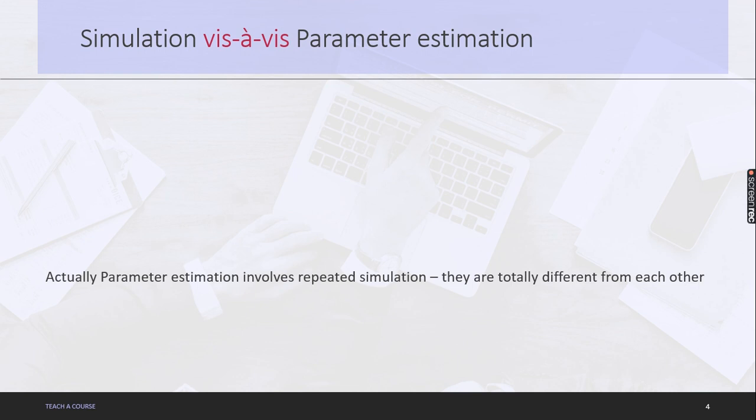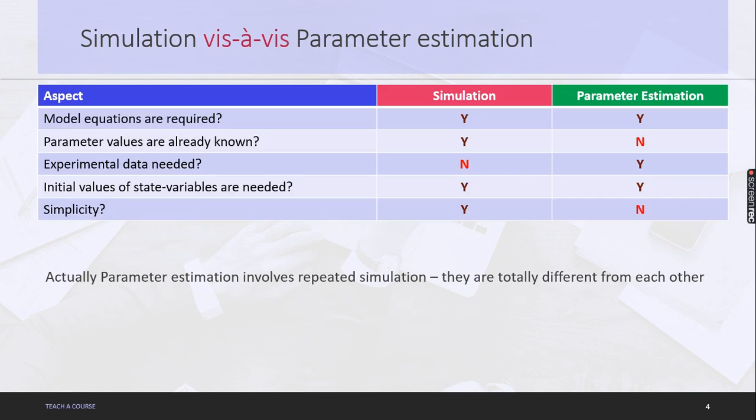So let's see how much we can differentiate between simulation and parameter estimation. Though we already have clarification on the simulation aspect, how is parameter estimation a different one? We are comparing different aspects: whether model equations are required, whether parameter values are already known, whether we need experimental data, whether we need initial values of the state variables, and how simple it is. For simulation, most of the time all those things are required, but of course they don't need any experimental data for simulation.